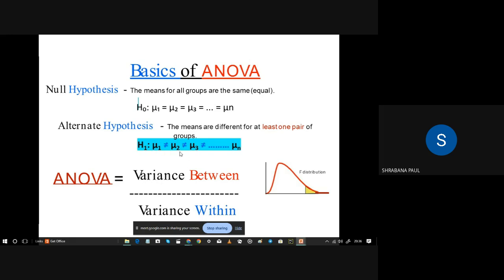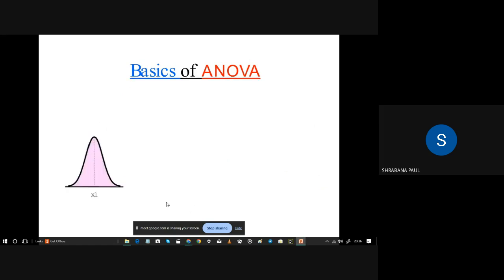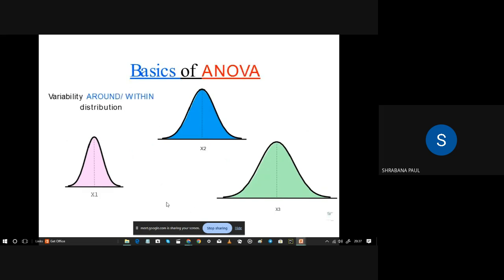Okay, now ANOVA is especially an F distribution, as I've told you. The F statistic is determined by the variance between divided by the variance within. What is this? Now let us know the difference between variance between and variance within. So let us consider these three samples: sample 1 with mean x1, sample 2 with mean x2, and sample 3 with mean x3. Now, what is variability around or within the distribution?